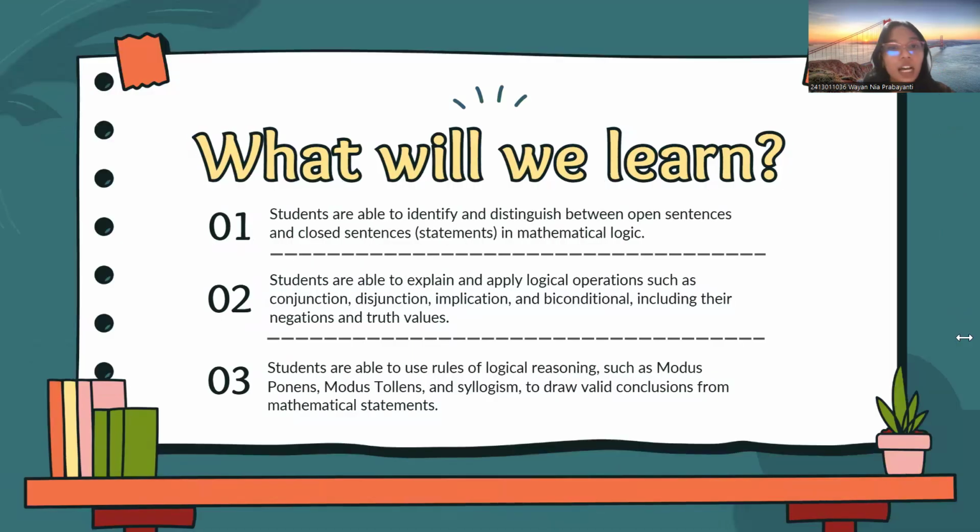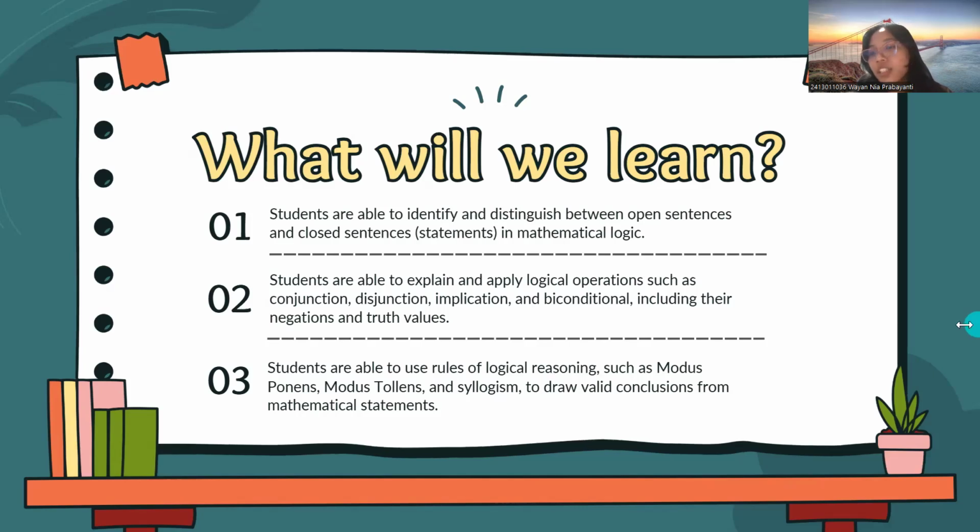After this class, I hope you all will be able to identify and distinguish between open sentence and closed sentence or statement in mathematical logic. Second, you are able to explain and apply logical operations such as conjunction, disjunction, implication, biconditional, including their negation and truth values. And for the last, I hope all of you will be able to use the rules of logical reasoning such as modus ponens, tollens, and syllogism to draw valid conclusions from mathematical statements.